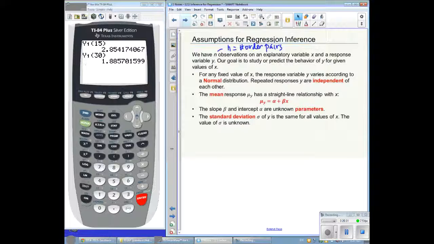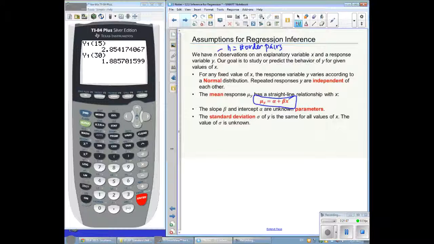We're also going to assume that the mean response, so for any x I'm going to get a different response, but the mean response for y is going to be in a straight line relationship. Notice that this equation here looks a little bit different than the equation on the previous page, and that's because the equation that we have here is for the population. Remember how we use Greek symbols to represent population parameters and regular letters to represent our sample? Notice that we're using alpha and beta here to represent the y-intercept and slope of the population.